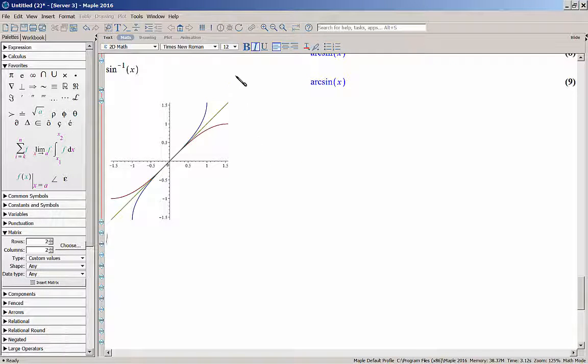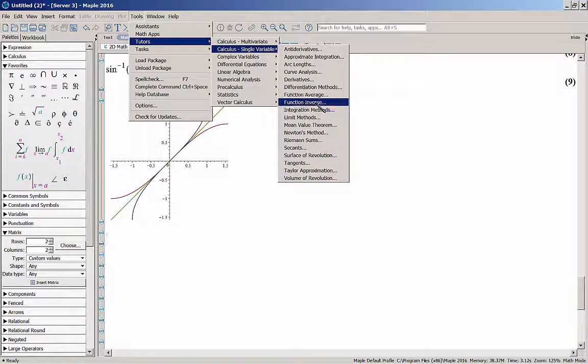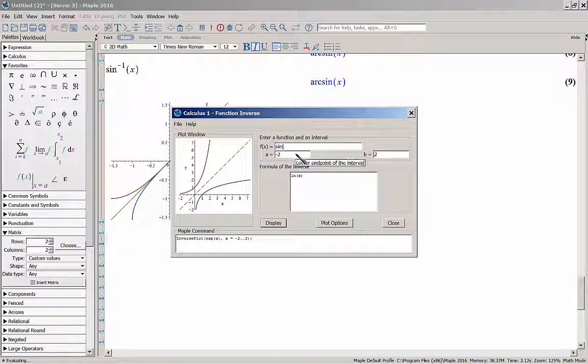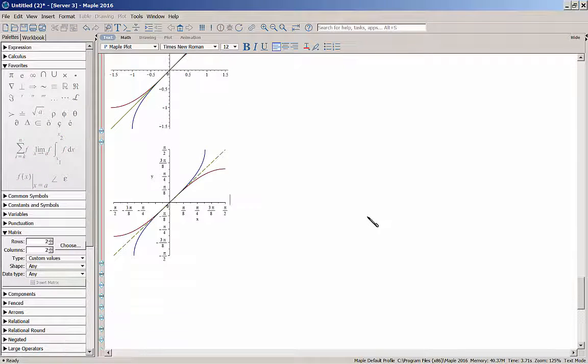The tutor that we used should provide us the same insight. Function inverse. Let's put sine x here. And for the endpoints, minus pi over 2 to pi over 2. The graph is correct, and the formula for the inverse is given as arcsine x. And so this is the graph that is produced. Red curve is the principal branch of sine x. The blue curve is the graph of the arcsine function.